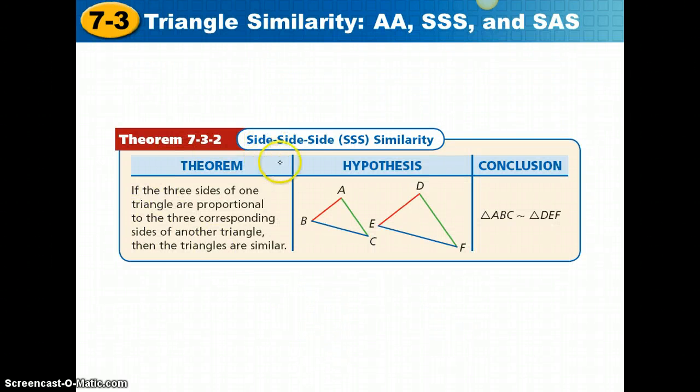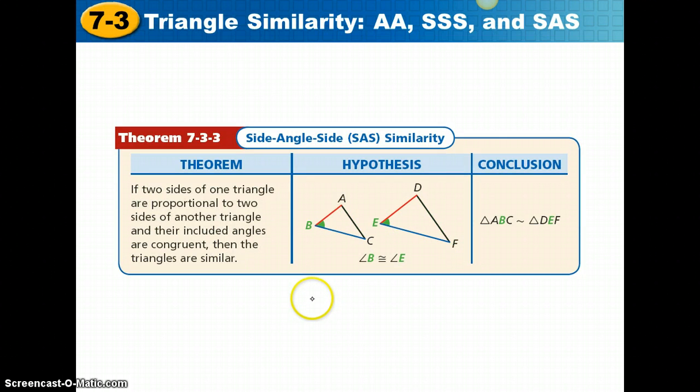Next, we have theorem 7-3-2, or side, side, side similarity. We do have to put that similarity symbol or the word similarity after SSS because it is different from side, side, side congruence. Side, side, side similarity says this. If the three sides of the triangle are proportional to three corresponding sides of another triangle, then the triangles are similar.